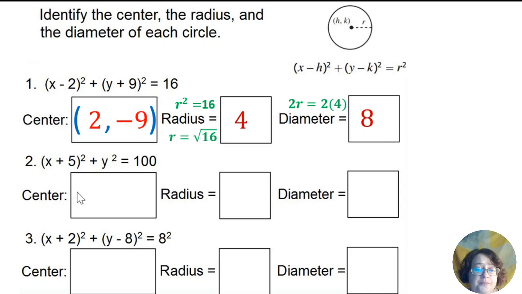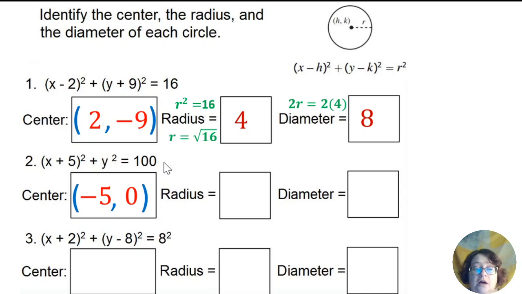For number 2, we know we're going to get an ordered pair for our center. And here with x, I've got plus 5. So I'm going to flip that sign. So positive 5 becomes negative 5. Here beside y, I have nothing. Remember, nothing is the same as 0. So that's what I'm going to plug in for my y value here.